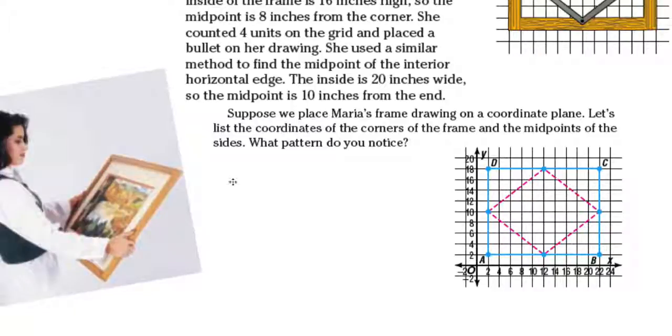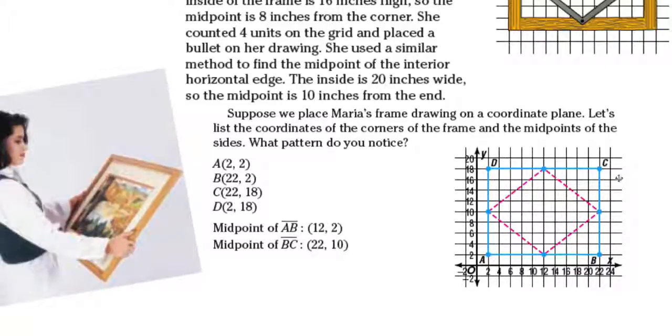Okay, so if A is (2, 2) and B is (22, 2), right there. Point C is (22, 18), and point D is (2, 18). The midpoint of segment AB, this one right here, is that point right over there, which is (12, 2). The midpoint of segment BC, right there, is (22, 10). The midpoint of segment CD up there is going to be (12, 18), and the midpoint of segment AD down here would be (2, 10).